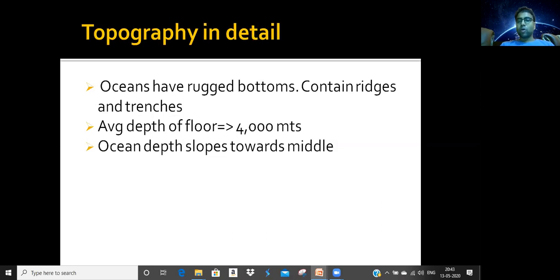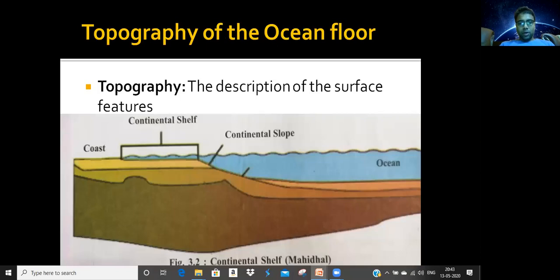The average depth of the ocean floor is about 4,000 meters, and the ocean slopes gradually towards the middle. Let us again take a look at the diagram. You see the ocean slopes slowly towards the middle, and this is all about the topography of the ocean.